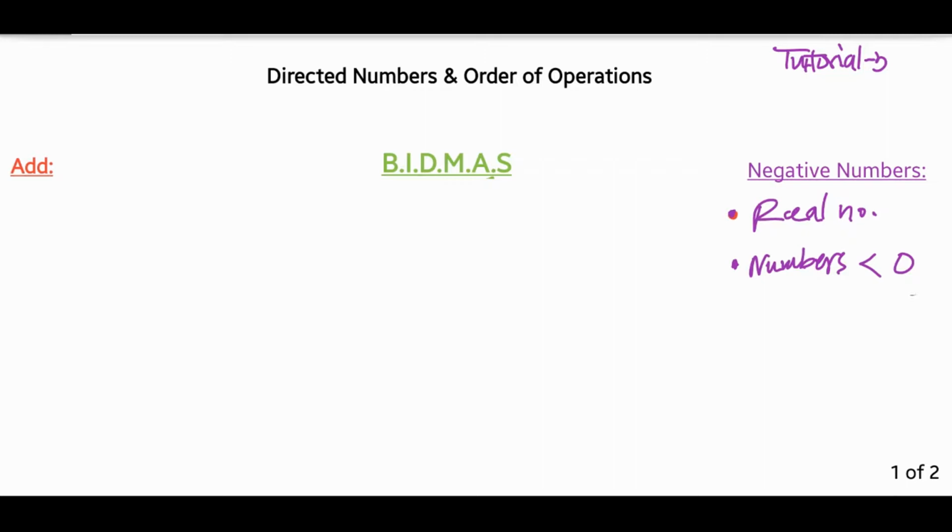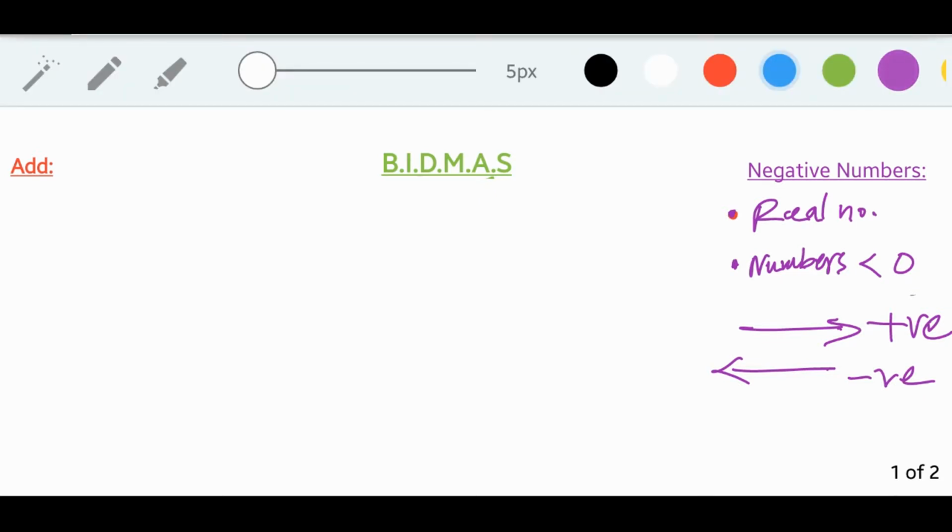Now how do I give a better example? As I said to you, it represents a direction. How does it represent a direction? If I consider this direction to be the positive direction, then the opposite direction would be considered as a negative direction. So that is where the use of negative numbers comes in.